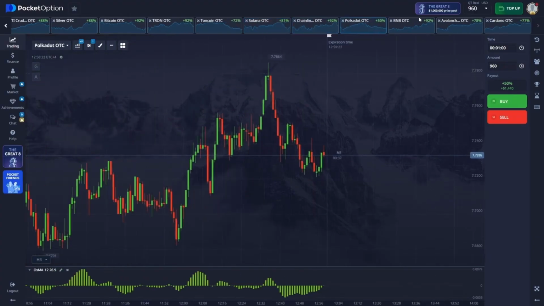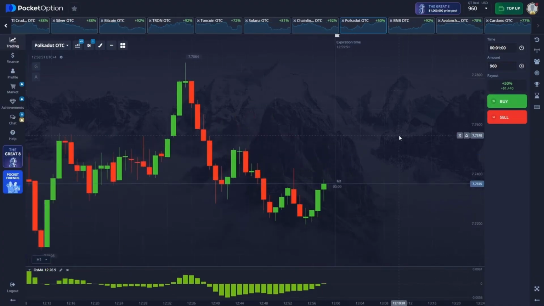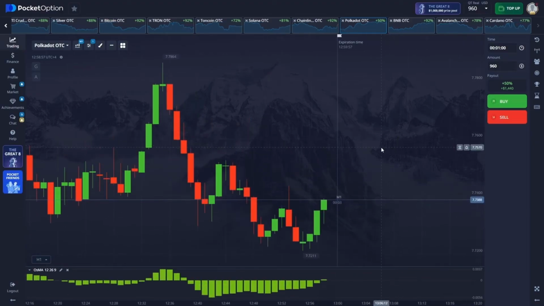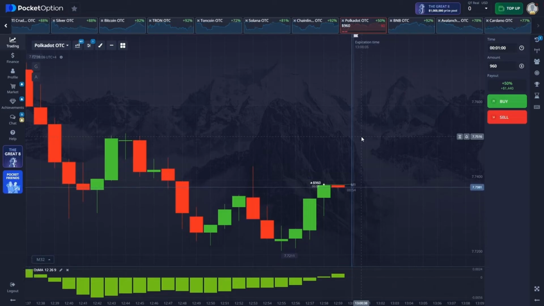On Polkadot OTC, we have a trade for the upside move. If this current candle closes as a green candle, then we can proceed with the upside move. Okay, the candle closes as a green candle, so I proceeded for the upside move on Polkadot OTC for $960.00. You will see that the level is also forming above the 0 level, so that's why I took this trade for the upside move. The trade was also going in our favor.